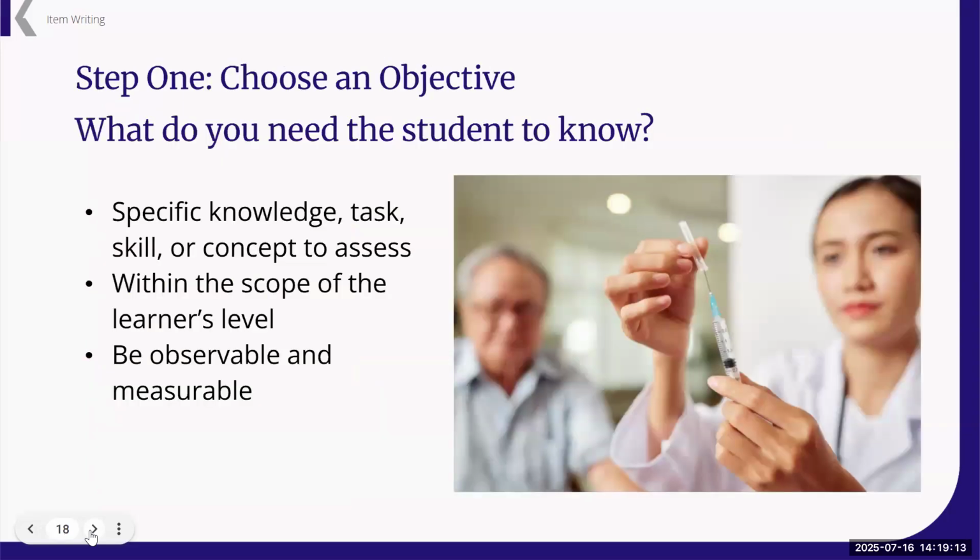Every great test item starts with one very important question. What do you need the student to know? The first step, choosing an objective, sets the entire tone and direction for your question. Without a clear objective, you're just writing in the dark.